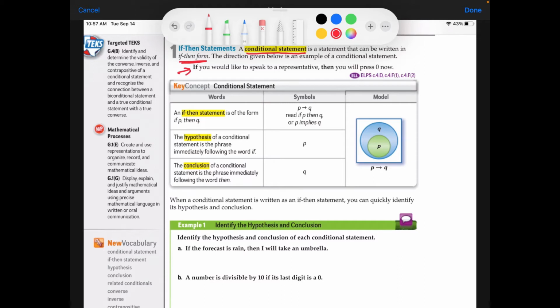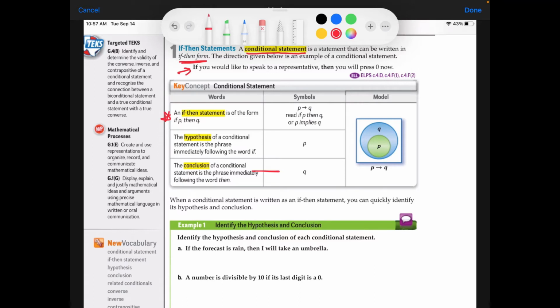Remember, this is math, so in math, we always like to simplify things. Whereas in English class, you'll have long sentences with many descriptive words, in geometry, we like to simplify things, and instead of writing a whole sentence, we like to create and use symbols. So we have symbols to represent the if-then statement, or the conditional statement.